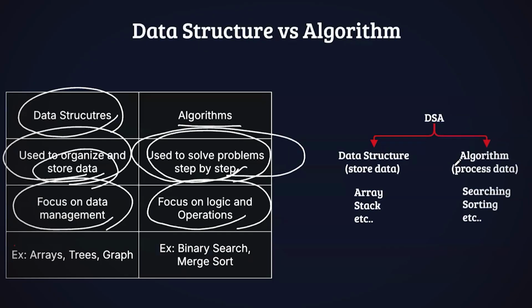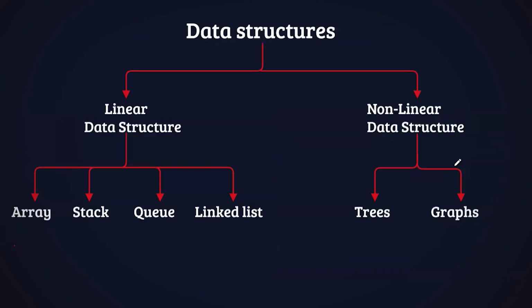For examples of data structures, we can give arrays, trees and graphs. For algorithms, we can name binary search, merge sort and quick sort. We will cover these things in later videos, so don't worry. With DSA, data structure and algorithm, in a data structure we are going to store the data, and an algorithm is just going to process the data. Arrays and stacks are examples of data structures; searching and sorting are algorithms. Let's move to the next one.